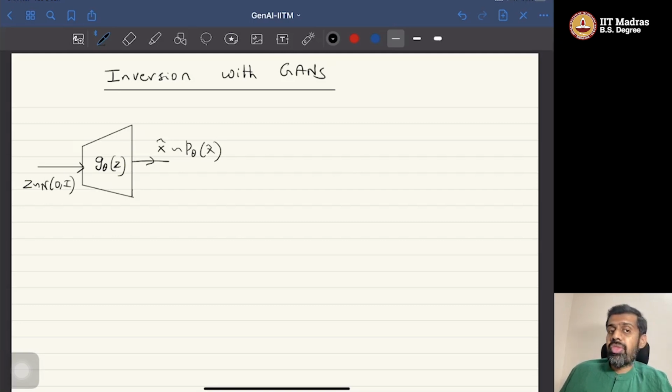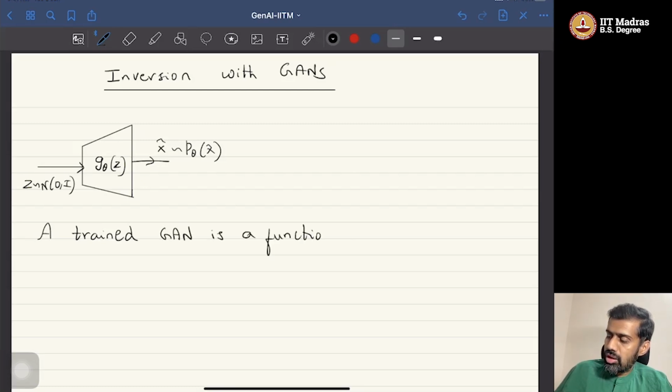Now suppose we want to invert this process. What does that mean? So I'll write that down. A trained GAN is a function from Z space to the data space, right? That is what it does. It takes an element from normal 0, 1 and it maps it into the data space.